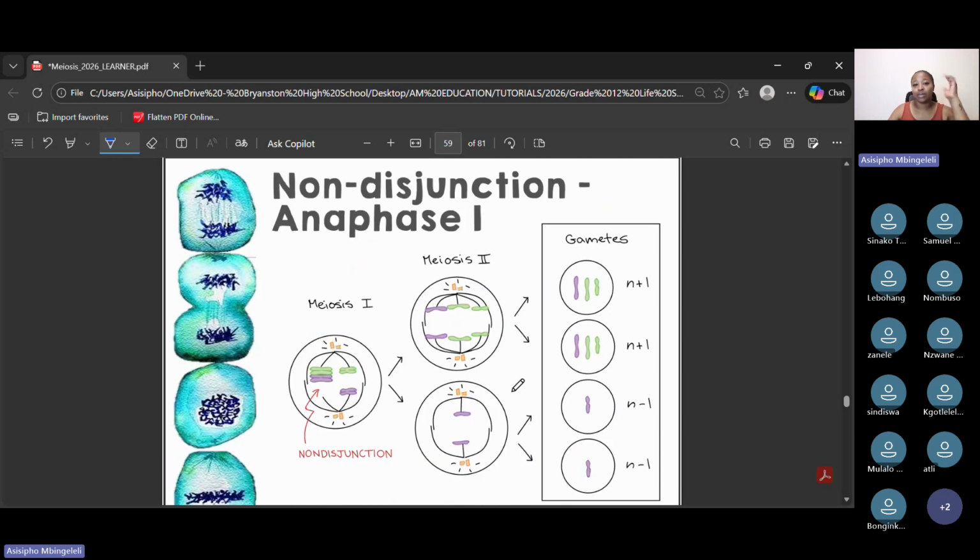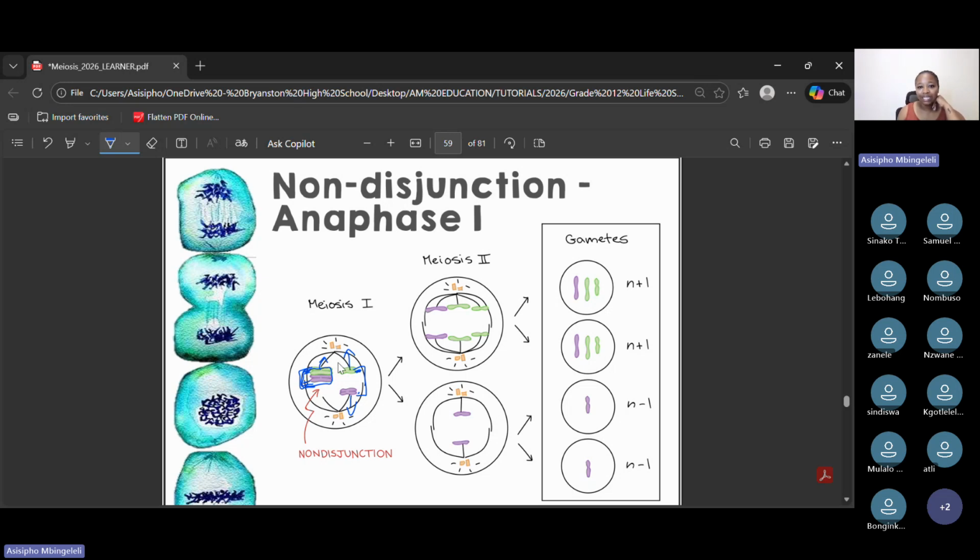Non-disjunction in anaphase 1. Remember to stop me any second and ask a question. Non-disjunction in meiosis 1. What did we have in metaphase? So remember, you are seeing a green chromosome and another green chromosome, a purple and another purple. So these 2 were a pair and these 2 were a pair. But on this side, the pair successfully separated. The green chromosome goes up, and then the purple one goes down. But what happened here? The chromosomes did not separate. So that means this pair ends up going up.